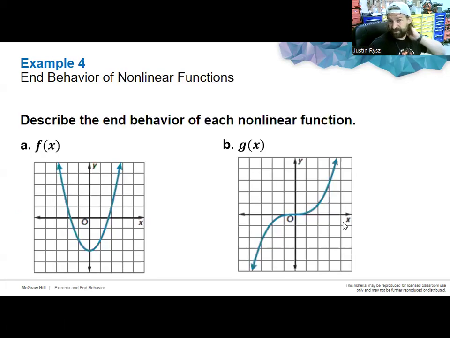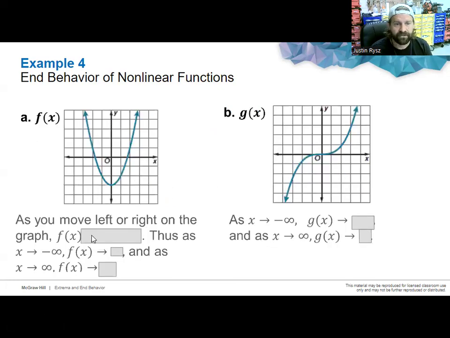All right, try to write the end behaviors of these nonlinear functions. Go ahead, pause the video. Hopefully we can clear things up. Okay, for this one, as we move left or right, f of x ends up at the top. It increases on the left, it increases on the right. So as x approaches negative infinity, and as x approaches positive infinity, f of x both goes towards infinity.